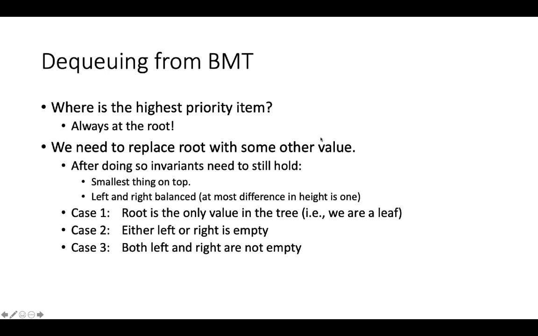But we can't have a hole in our root value. We need something to be the root value of our tree. And if we're about to take the root value that we already had and take it out and return it as the result of dequeuing from this binary min tree, then we need to replace it with something, right? And so the way we can replace it with something is we need to do that in a way that after we replace it, our invariants still hold.